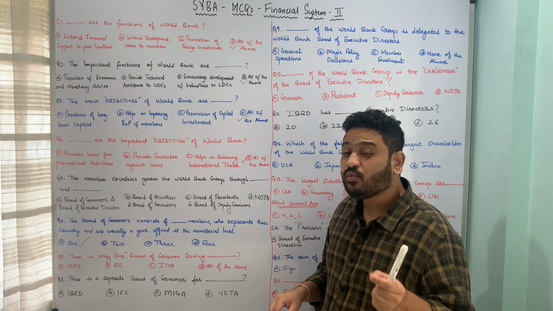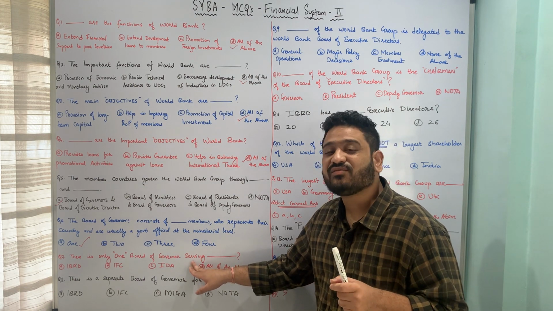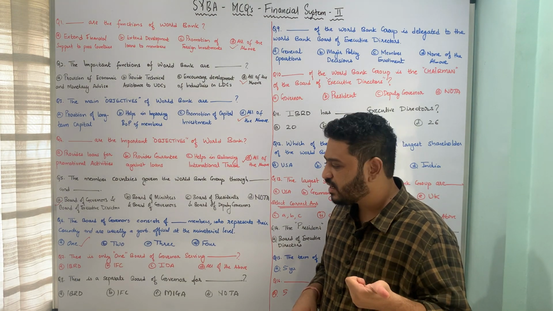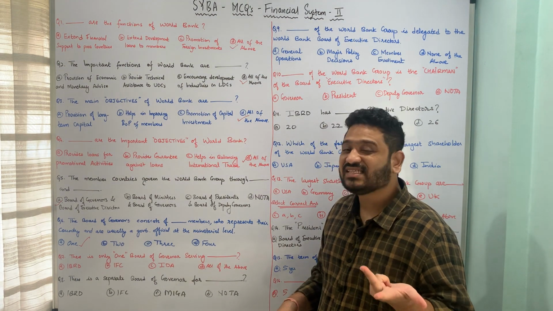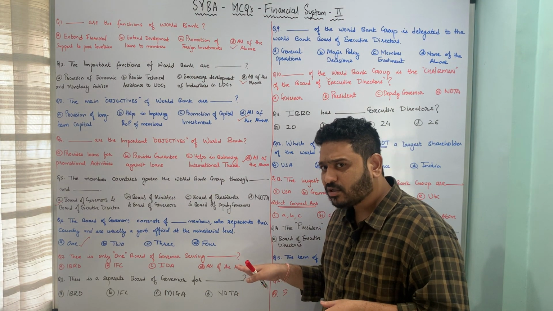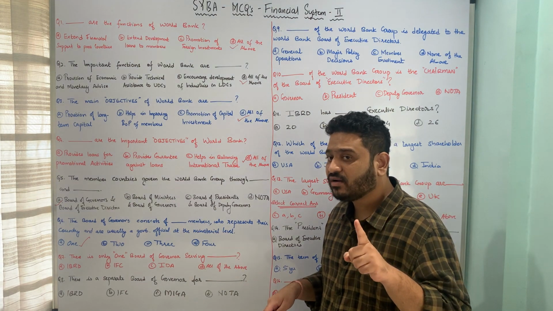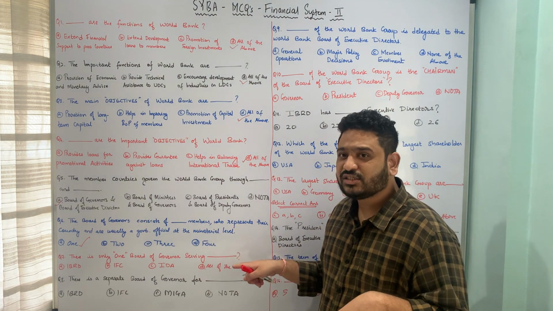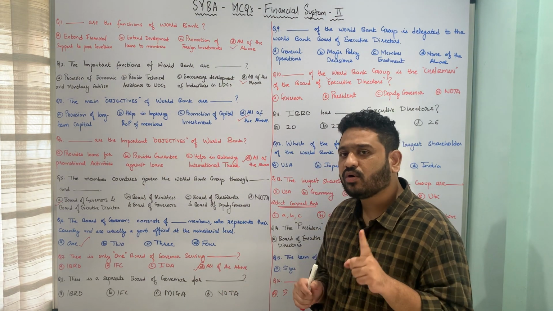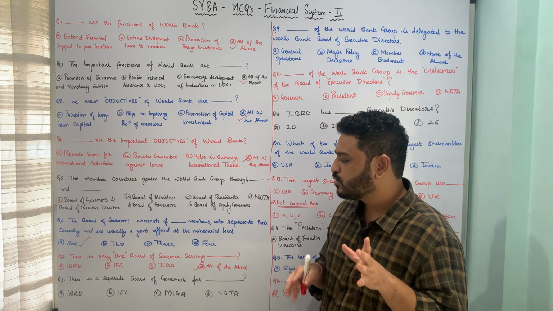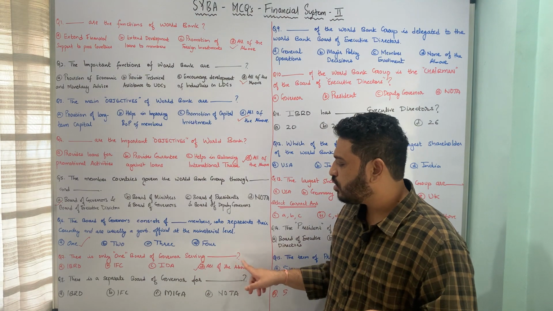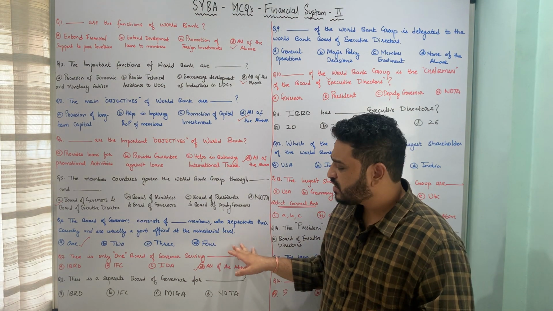There is only one Board of Governors serving dash. Option A is IBRD, option B is IFC, option C is IDA, and option D is all of the above. So let us look at what can be the possible answer here. Only one Board of Governors is serving all these institutes. So here option D is the correct answer, because there's only one Board of Governors looking into the functioning of IDA, IFC and IBRD. So option D, all of the above, is the correct answer.